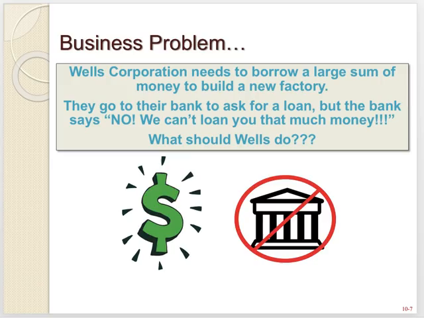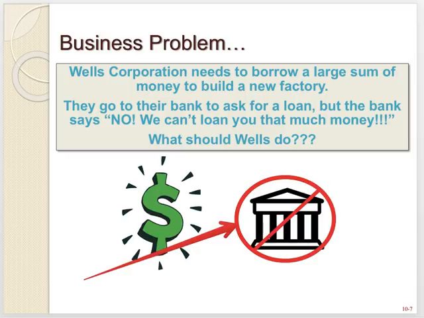Okay, so here we go. We've got a business problem. Okay, our business problem is this. Wells Corporation needs to borrow a large sum of money to build a new factory. So they go to their bank to ask for a loan. But the bank says, no, we can't loan you that much money. Right? It's a really big loan to be able to build a factory. So the bank isn't willing to take that risk of loaning that much money to Wells Corporation. So what should Wells do? Keep in mind, they need a very large sum, and one single bank is not willing to take on the risk of that loan.